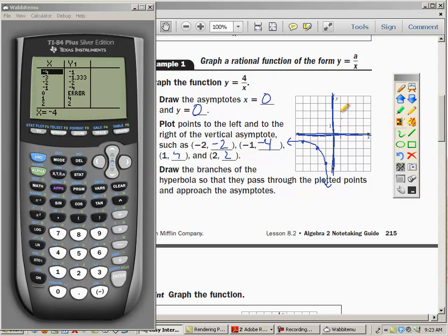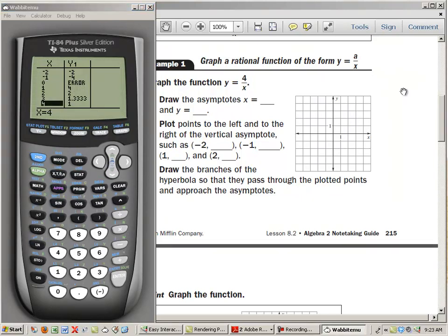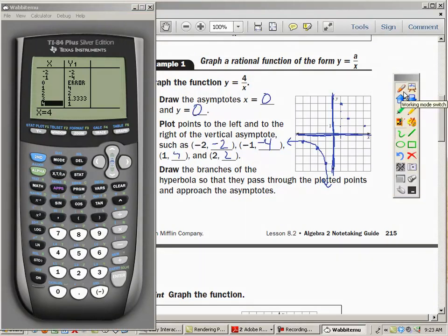The other side of that, when x is 1, y is 4. So 1, 2, 3, 4. When x is 2, y is 2, and when x is 4, y is 1. If you don't believe me, we can fly over here to my chart. Sorry, my calculator's lagging just a little bit here today. And when x equals 4, y equals 1. And so now you're getting the other branch of this, which is going to look something like this.